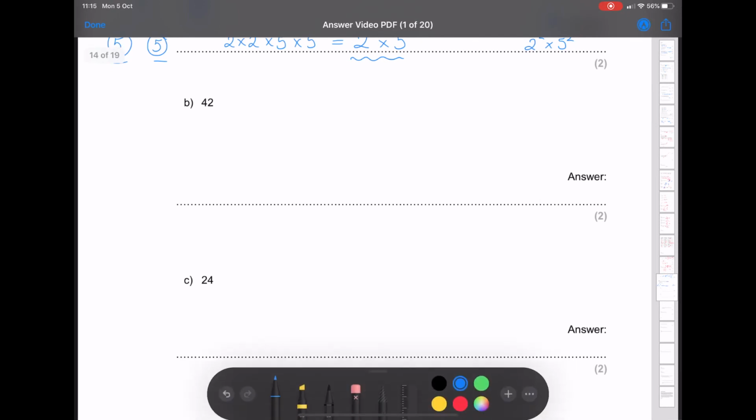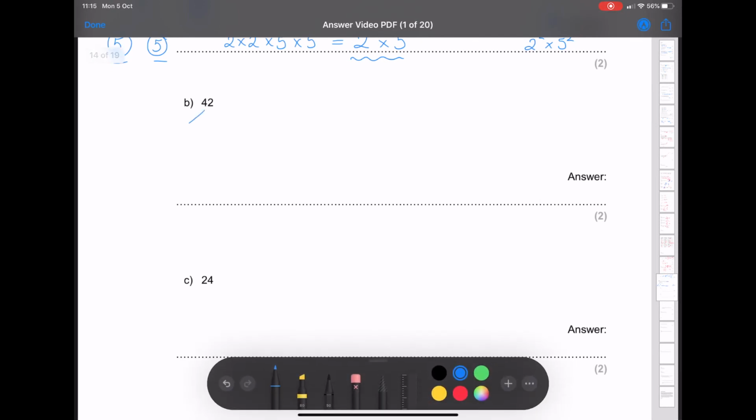42 then. 42 can be split into, well, it could be split into 6 and 7. Or it can even be split into 21 and 2. Most people like to divide by 2 because they find it easier. So 21 times 2 would make 42. So I've just halved it. And then 21, well, 3 times 7 is 21. And that's all that makes 21. So our answer will be 2 times 3 times 7. And that's all you can do. You can't write that any other way.